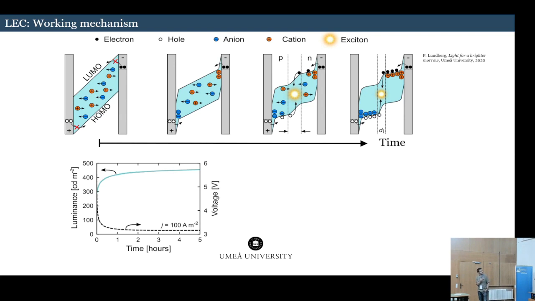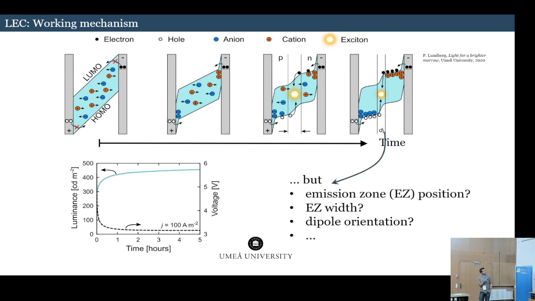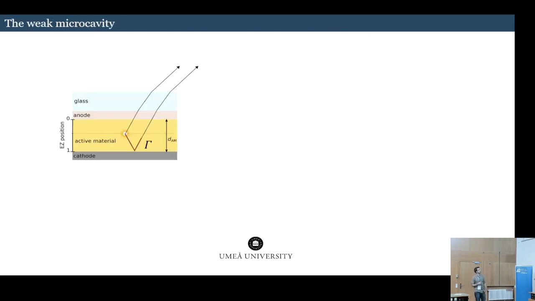But what I'm going to talk about today is this emissive PN junction, or I'm going to call it the emission zone, and the properties of this, because a priori, we don't know where it is formed. We don't know anything about the width, and I'm going to show also about dipole orientation. So I'm going to talk about this emission zone. And for that, I'm going to show you how to use the weak microcavity to extract relevant information on that.